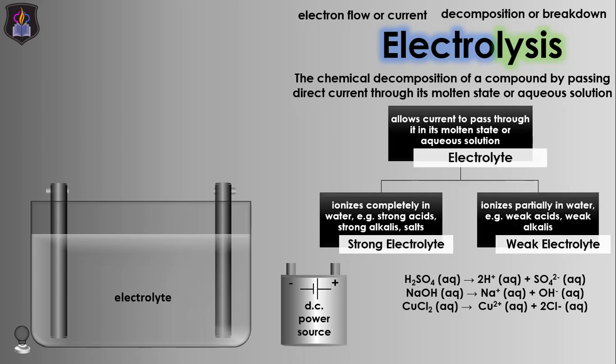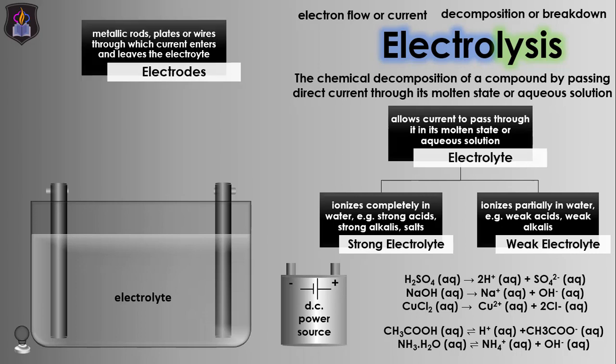A weak electrolyte undergoes partial ionization or dissociation in solution. Examples are weak acids like ethanoic acid and other organic acids, and weak alkalis like aqueous ammonia, as shown on the screen. The single forward arrows show a reaction that goes to completion, while the double reversible arrows indicate an incomplete or partial reaction.